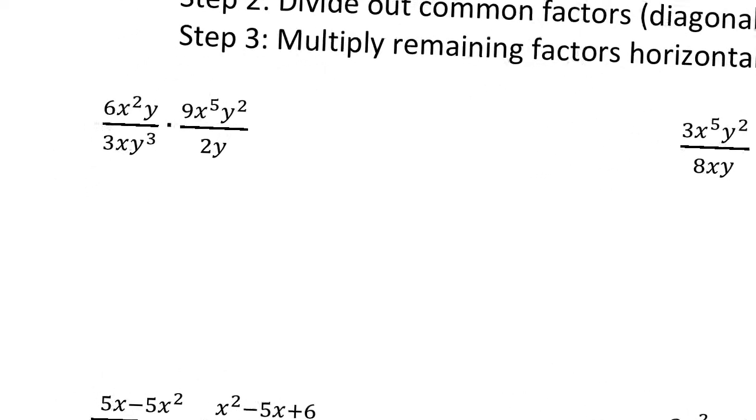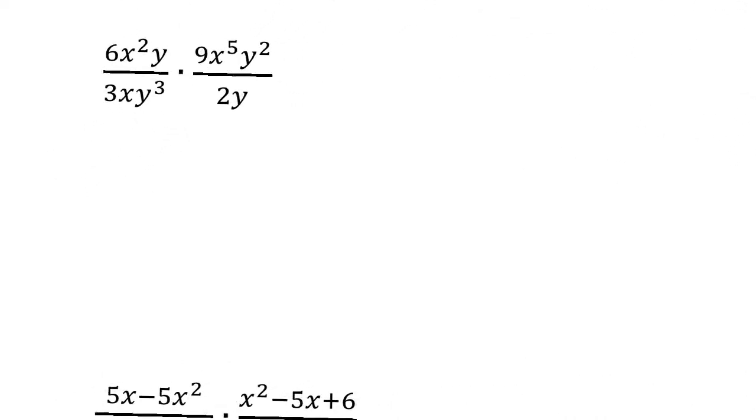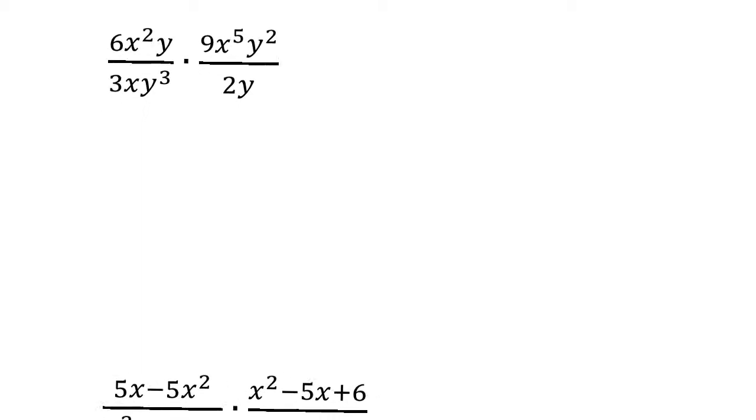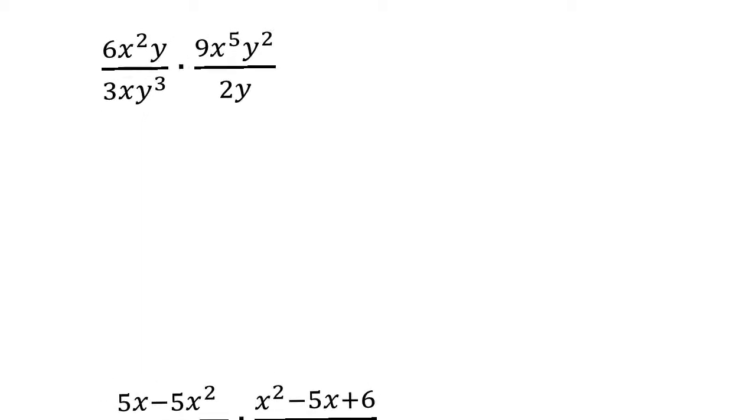So the first one, we're just going to do the one on the left side, and then you can try the next problem. So we have 6x squared y divided by 3xy cubed times 9x to the fifth y squared divided by 2y. This is one of those lots of variable type problems where I don't really have any factoring to do.